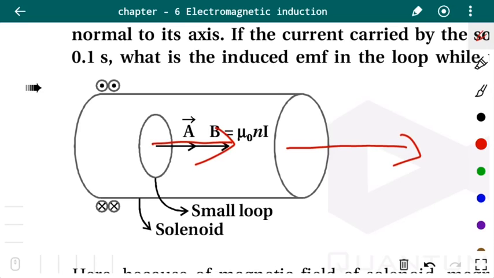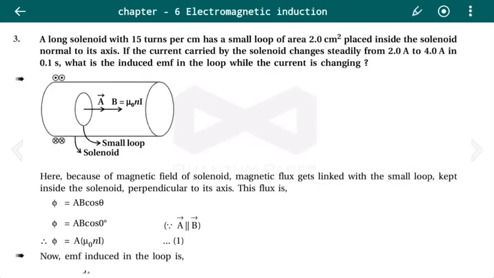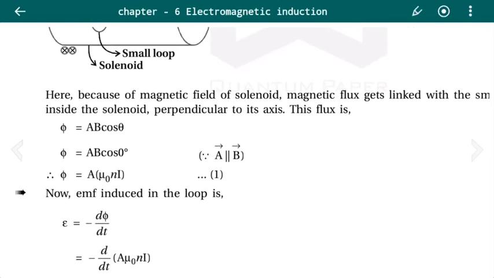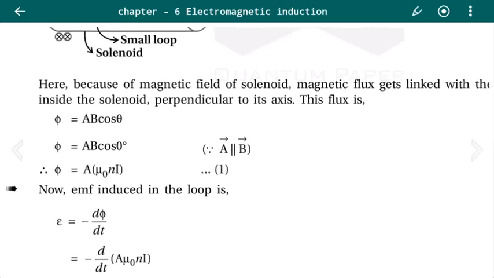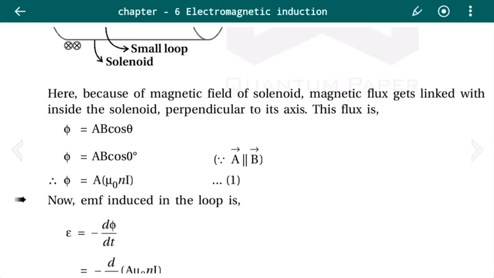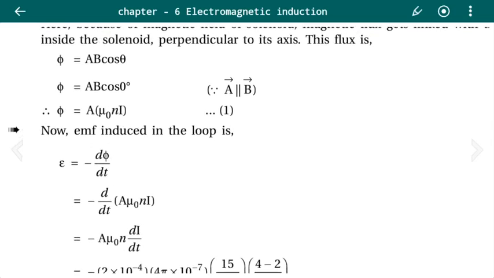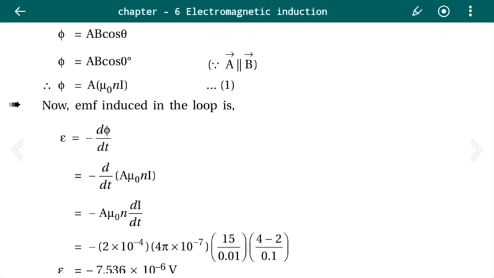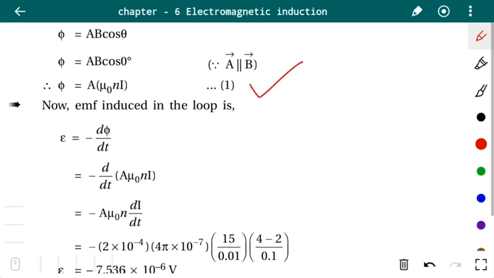So you can see the area vector and the magnetic field both are parallel to each other along the same direction. So theta will be 0. So the magnetic flux is equal to AB cos theta, and taking theta equals 0 degree we get AB cos 0 degree, that is AB. So magnetic field for the solenoid is mu 0 n I. So we got phi.